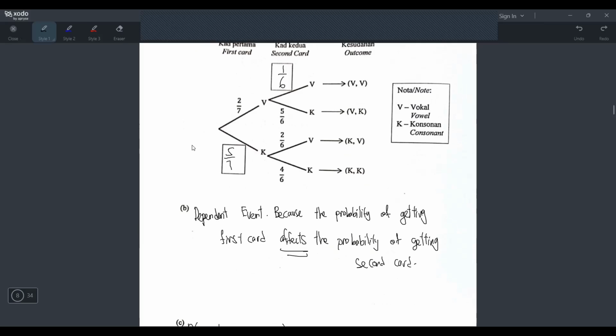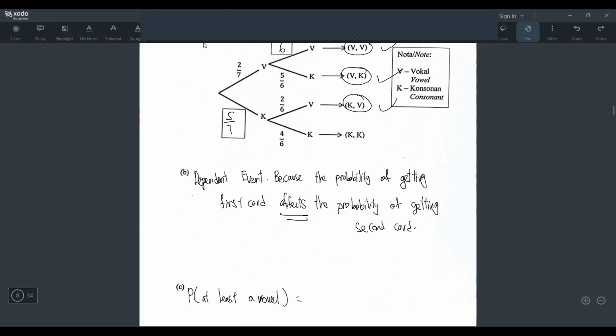At least means sekurang-kurangnya satu vowel. It means I have to have one vowel or more. So this one can, this one also can, this one also can. Yang ni tak boleh lah, sebab kena satu vowel atau lebih, right? So I have to take 2/7 times 1/6 to get this, 2/7 times 5/6 to get this, and 5/7 times 2/6 to get this. And then these three are added together.